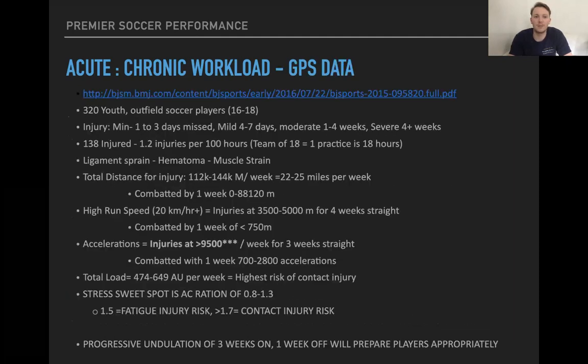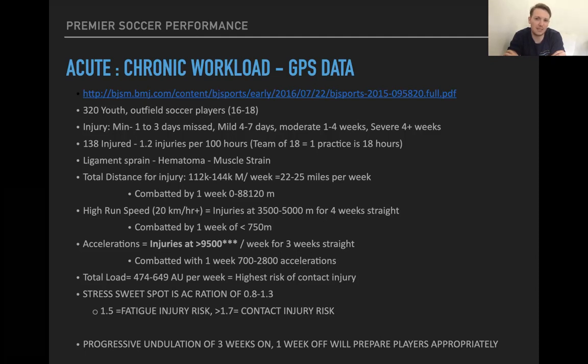Okay, so what does the data say on GPS? Now, GPS is something super, super cool. If you have the budget for it, I highly recommend you get a GPS system. There was this really great study, and we've linked the article here. It was from the British Journal of Sports Medicine, and they tracked 320 youth soccer players who are outfielders, not goalkeepers, 16 to 18 years old.